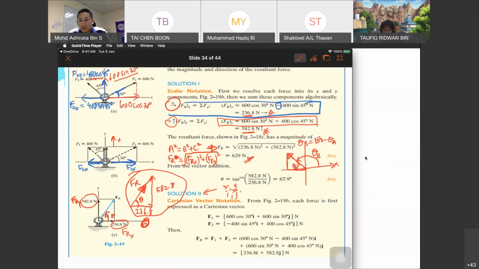Complementary angle to solve the question. What do you mean by complementary angle? Tanya suara pun boleh, tak ada masalah.